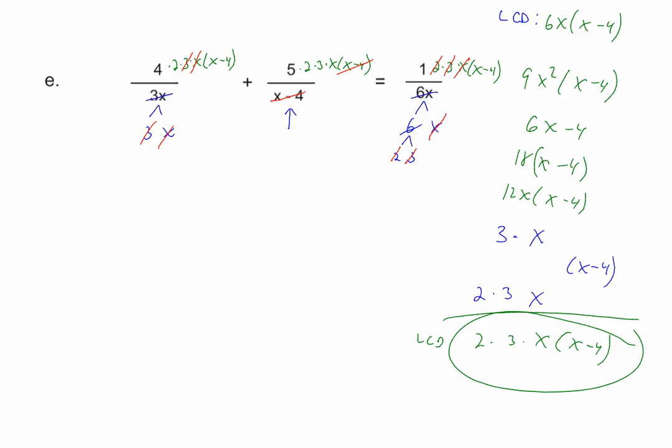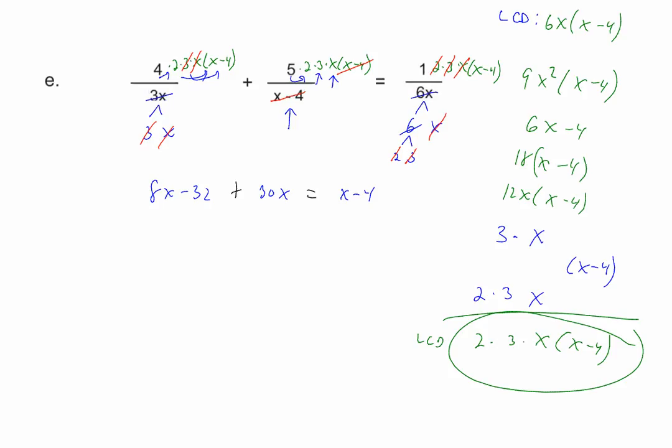See if you can solve it. So, 4 times 2 is 8, and I've got to distribute that. 8 times x is 8x. 8 times negative 4 is a negative 32. That's the left term. On the right, 5 times 2 is 10. 10 times 3 is 30. 30 times x is 30x. That's the second term. And on the right, all that's left is x minus 4, right?